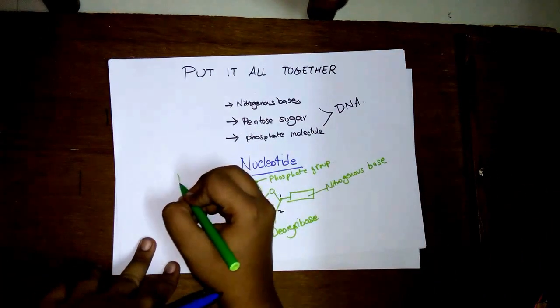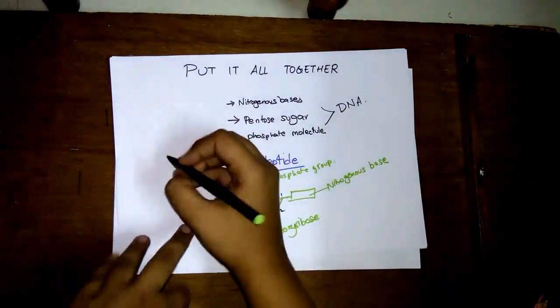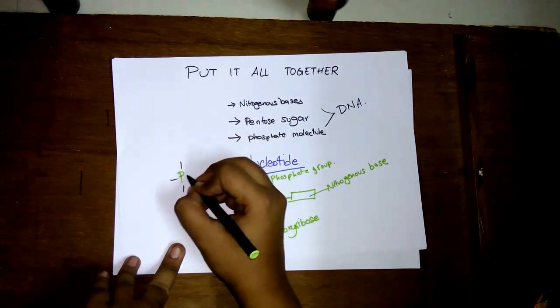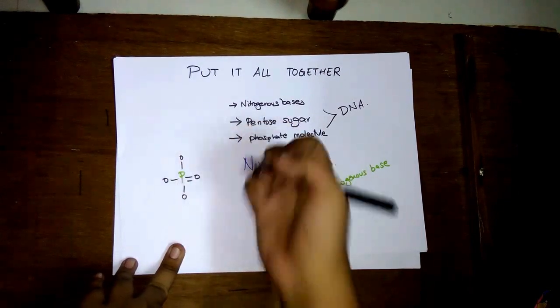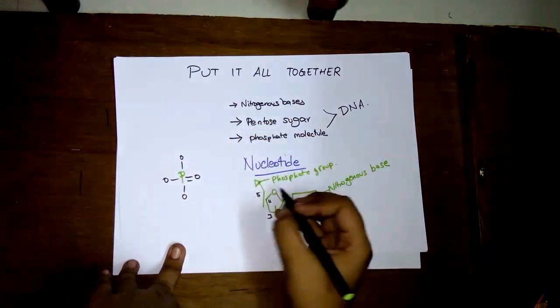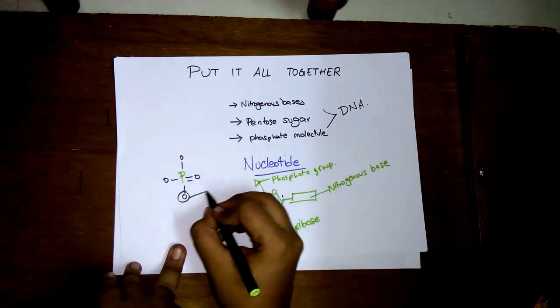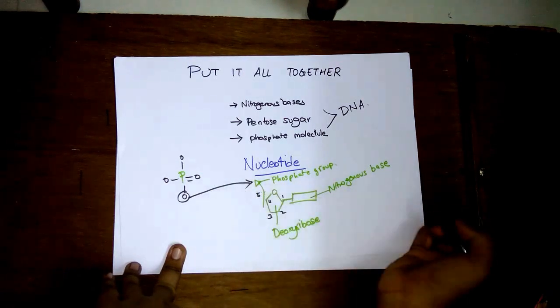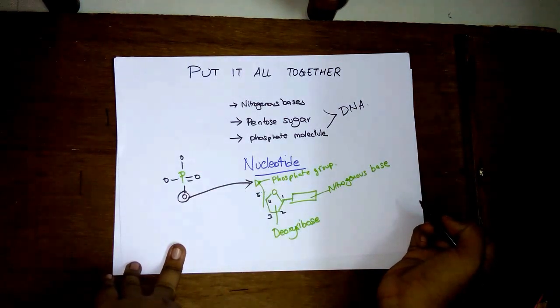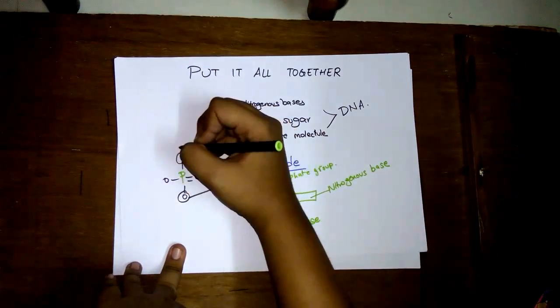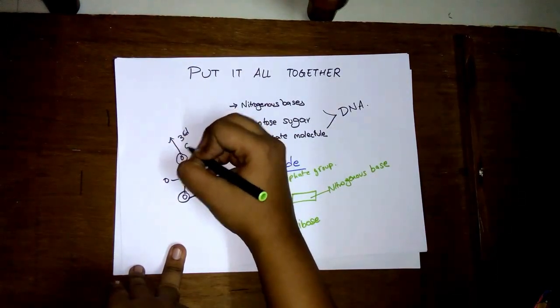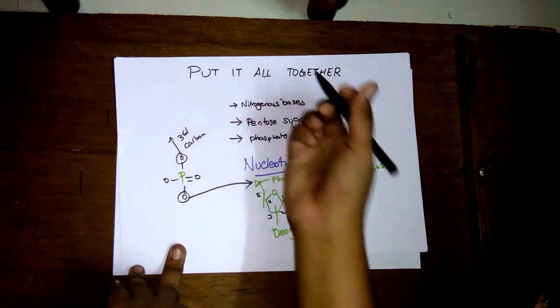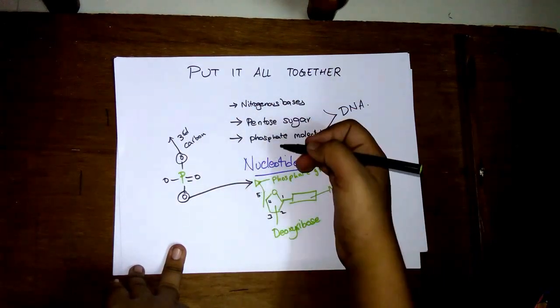Now, since you know that the phosphate group looks a little something like this, it has four oxygens, and so you know that one oxygen is attached to this end of the sugar molecule, and the other end is actually attached to the third carbon of this next molecule.